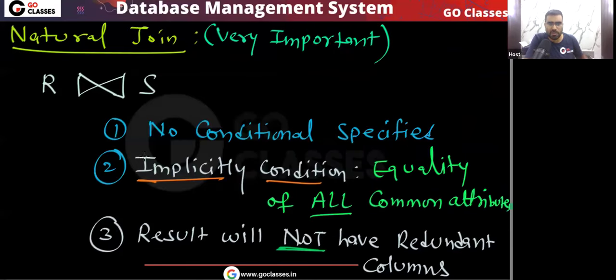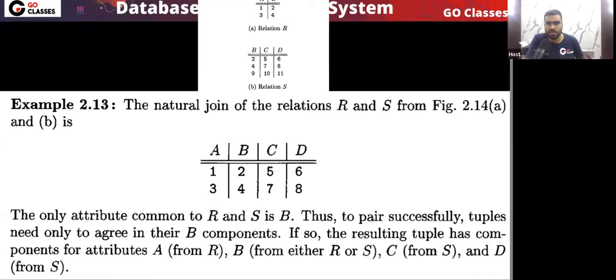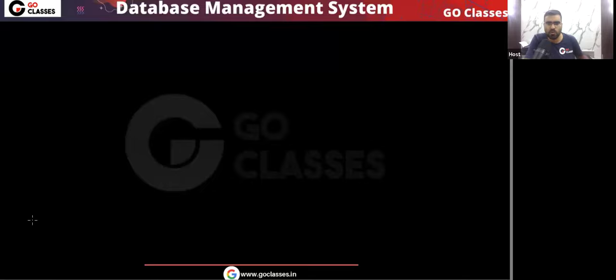So very simple. Remember, in the natural join, we don't specify any condition. The condition is always implicit. Okay, the condition is implicit. That is equality of all common attributes. And the result will not have any redundant columns. Simple, right? Okay. Now let's move on.